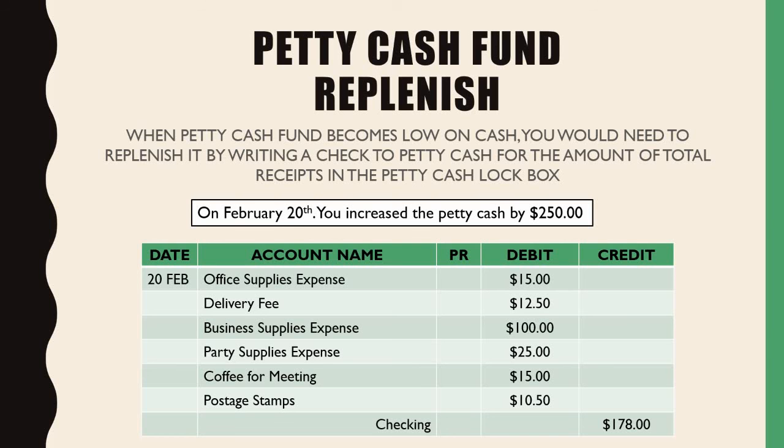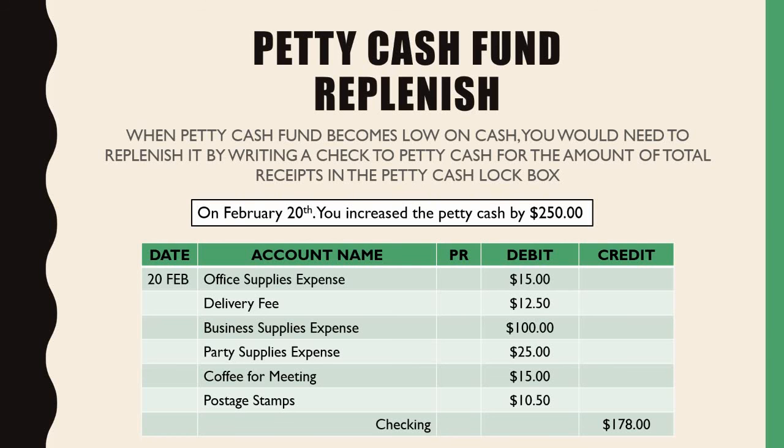So here are the expenses that we've created. I bought office supplies. I had a delivery fee. I paid for some business supplies. I also bought some party supplies, and I bought some coffee for a meeting. So all of these are just minor expenses that I've incurred, and I used the petty cash fund to pay the remaining amount.